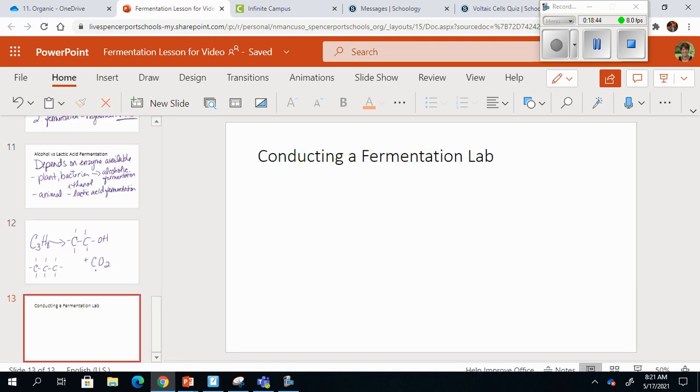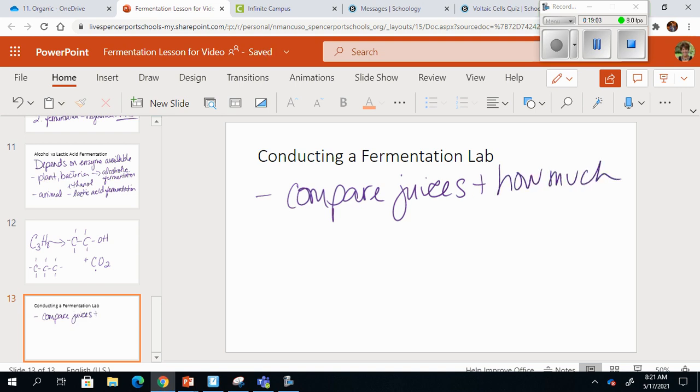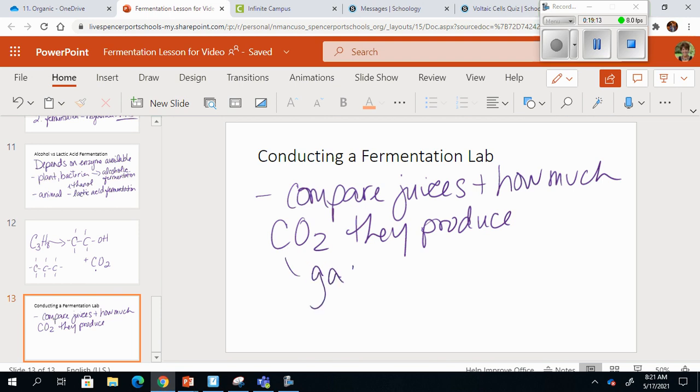All right, and then last thing, conducting a fermentation lab. So we want to test this. So we want to be able to compare. We're going to actually use different juices, and how much CO2 they produce. It's difficult to measure the alcohol. It's easier to measure the CO2 because it's a gas.